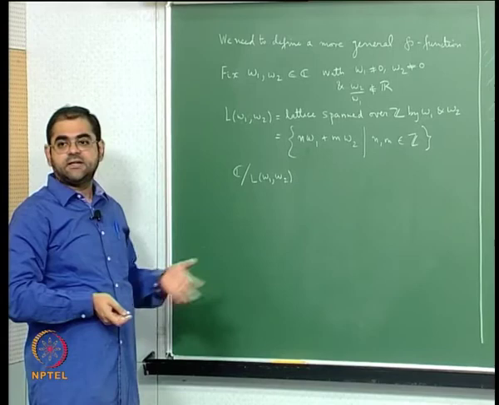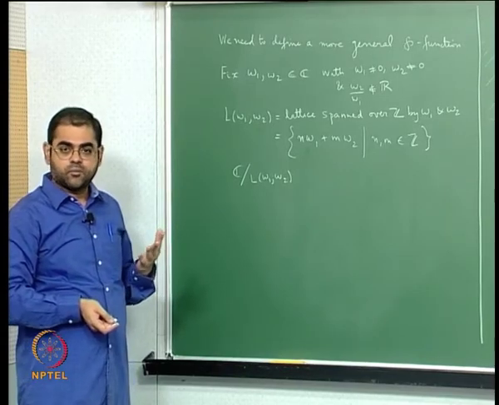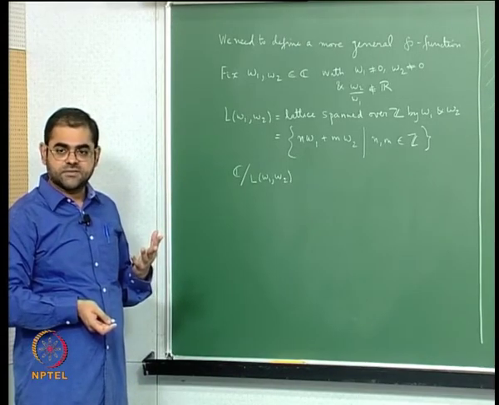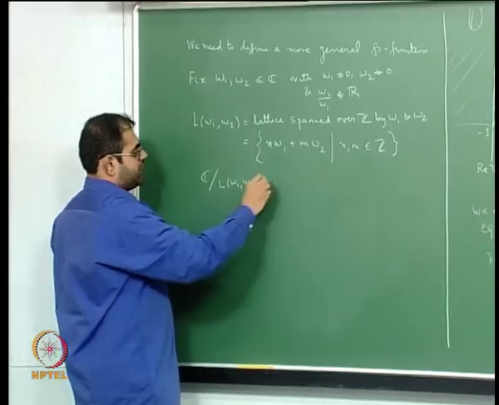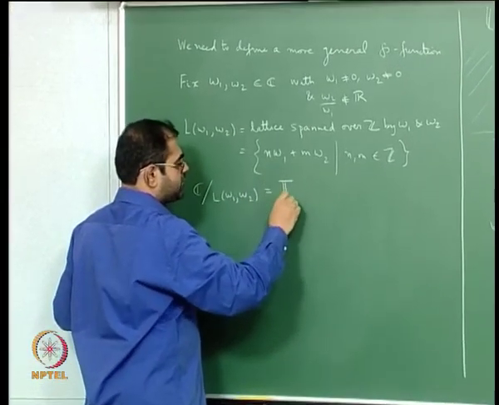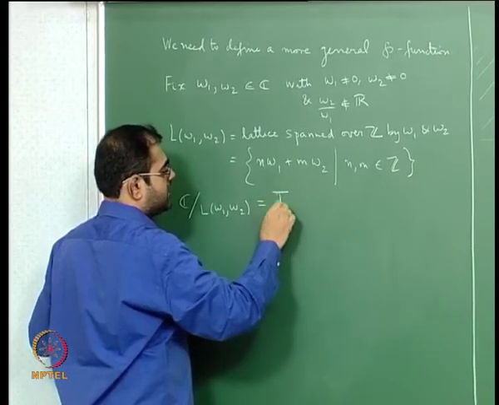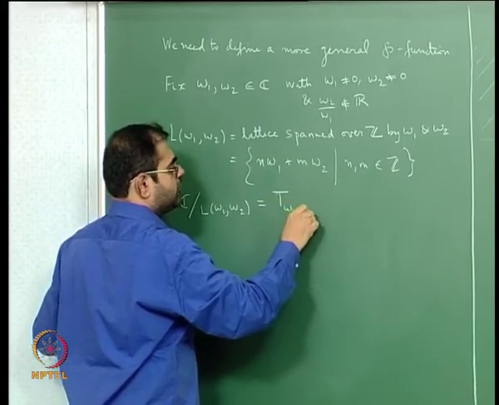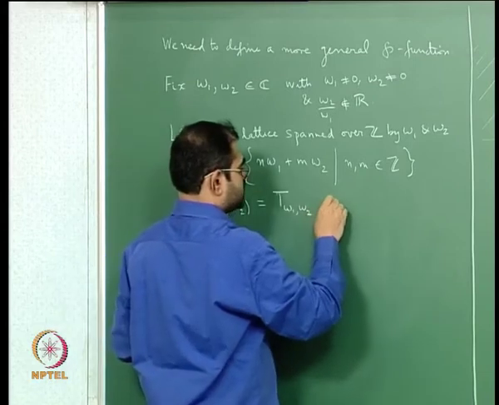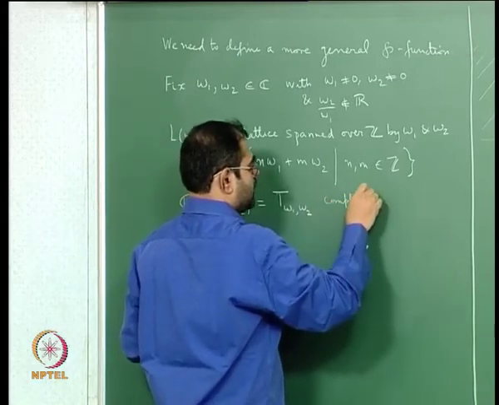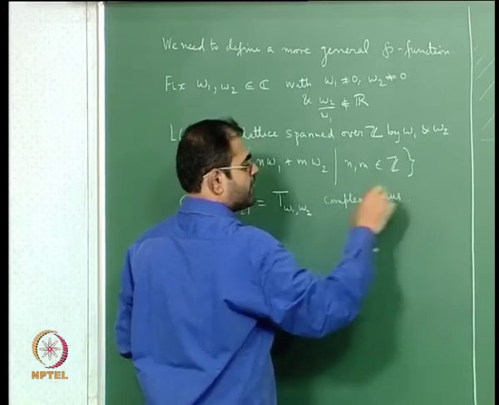What is the result? The result is again a complex holomorphic torus, it's a Riemann surface. So what you get here is the torus T sub omega 1 comma omega 2, it's a complex torus.